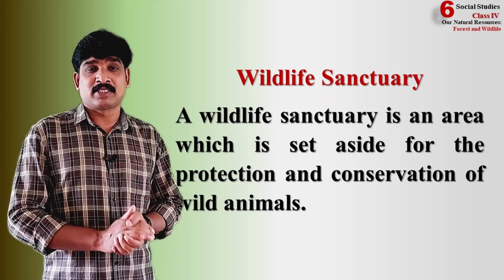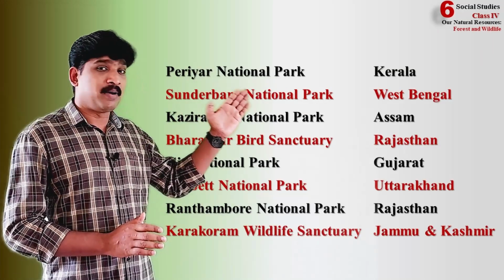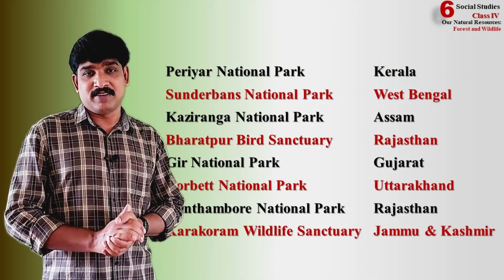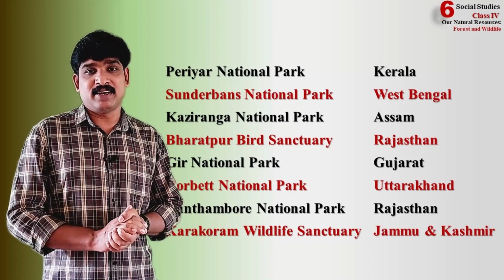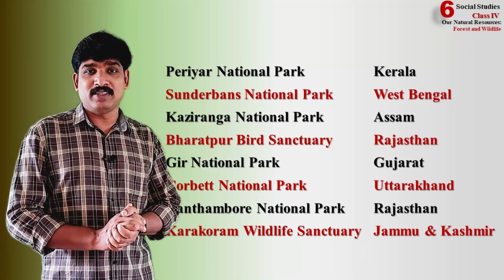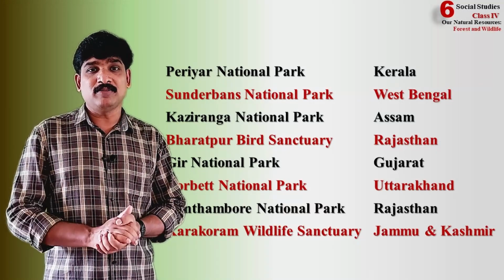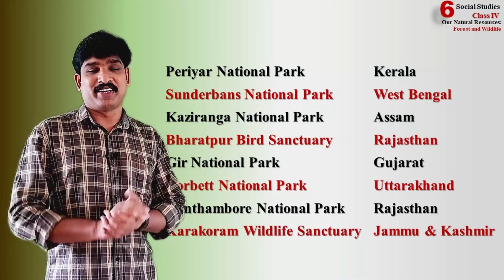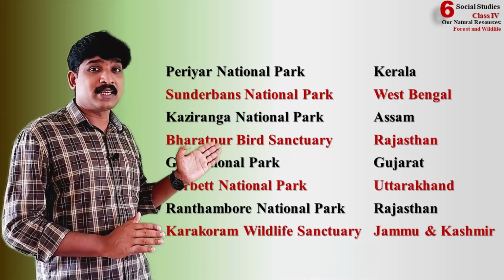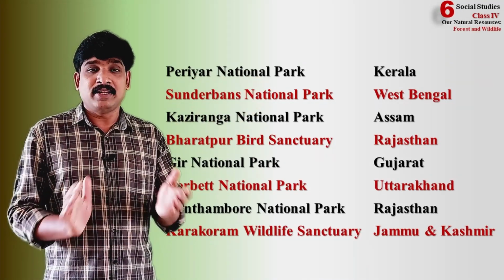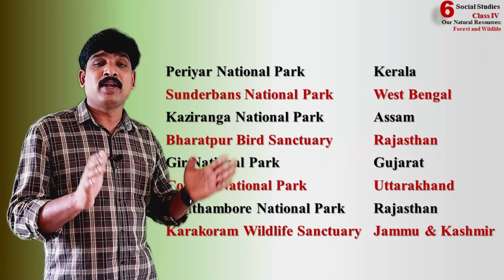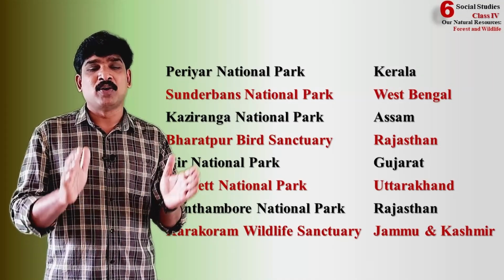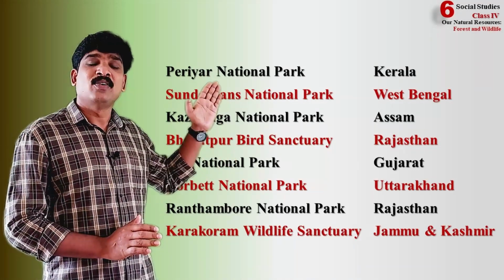Some of the popular national parks and wildlife sanctuaries are Periyar National Park in Kerala, Sundarbans National Park in West Bengal, Kaziranga National Park in Assam, Bharatpur Bird Sanctuary in Rajasthan, Gir National Park in Gujarat, Corbett National Park in Uttarakhand, Ranthambore National Park in Rajasthan, Karakoram Wildlife Sanctuary in Jammu and Kashmir. Remember the names of these national parks and the states in which they are located. And these sanctuaries and national parks are habitats of animals where they live very comfortably. People are not allowed to disturb them or hunt them or kill them in these national parks and wildlife sanctuaries.